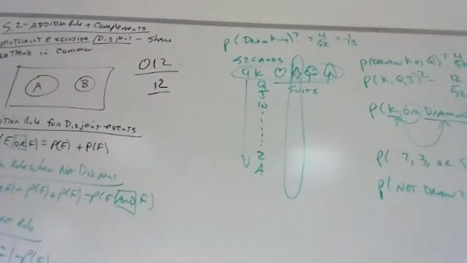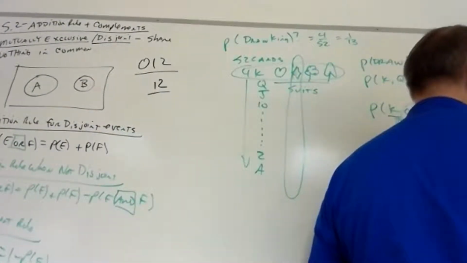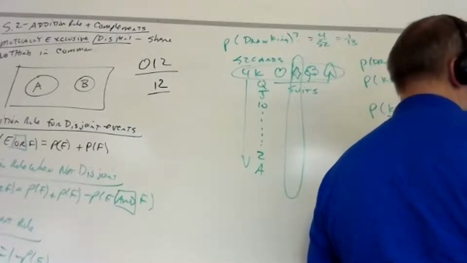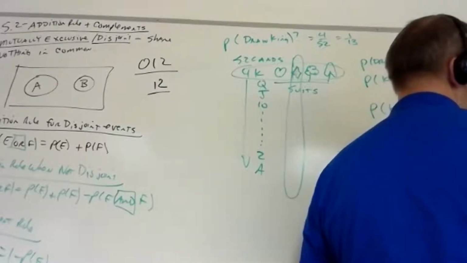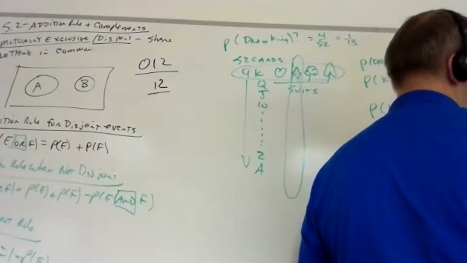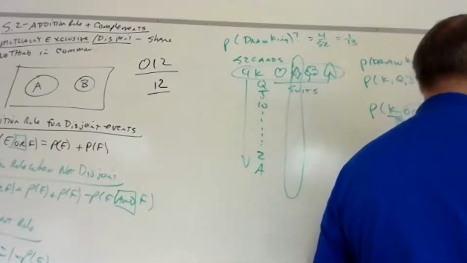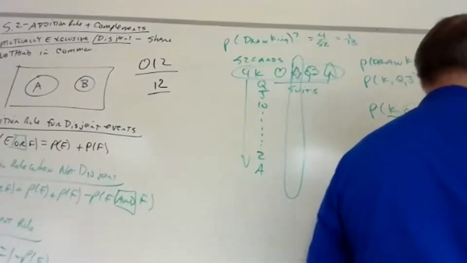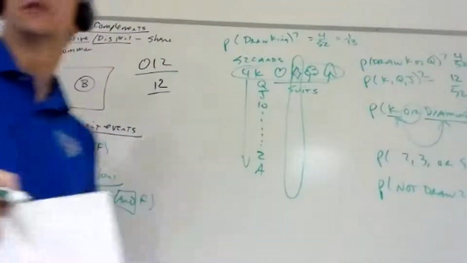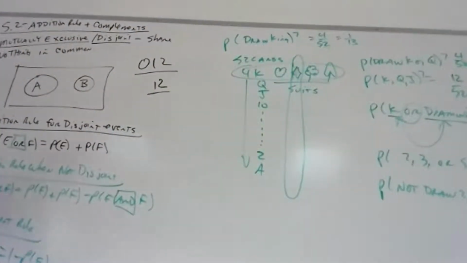It must be McKenna's turn. Or is it Mackenzie? Mackenzie, sorry. Very good. 1 minus 19 over 52. Let's see, I'll do it this way: 52 over 52 minus 19 over 52. Let's see, 20 would be 32, so 33 out of 52. Okay? So a lot of times the complement rule is easier to figure out.